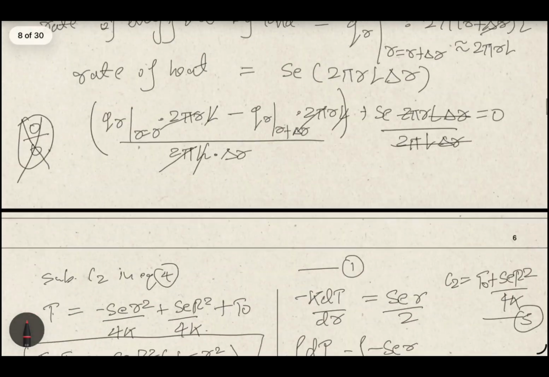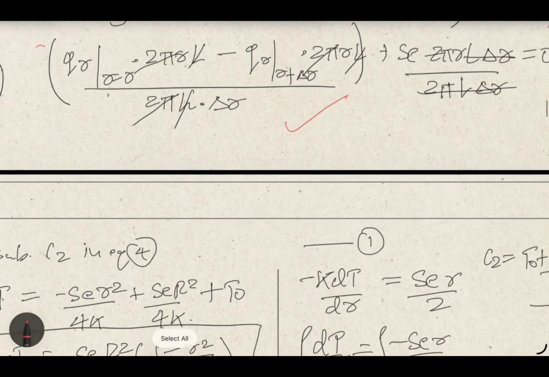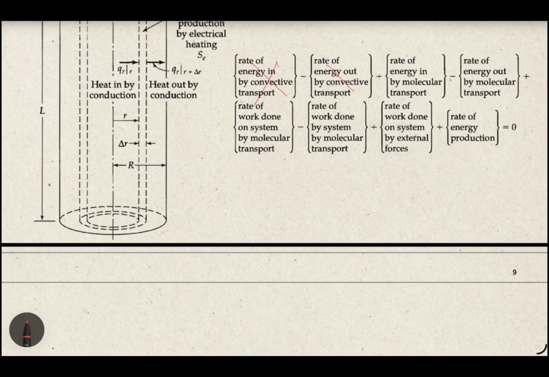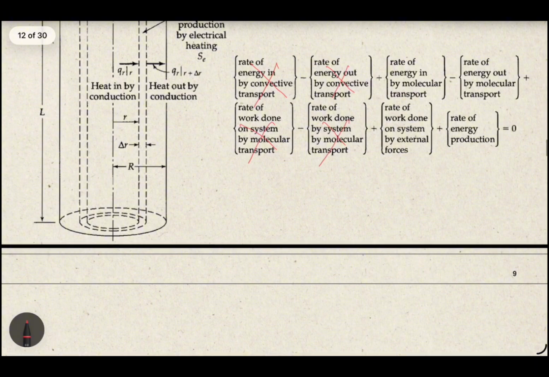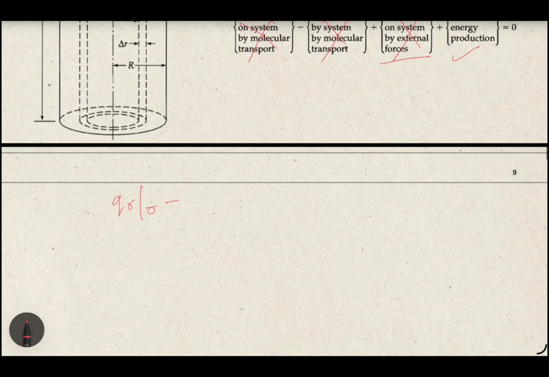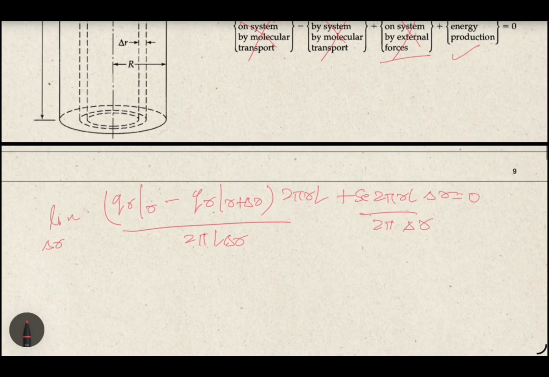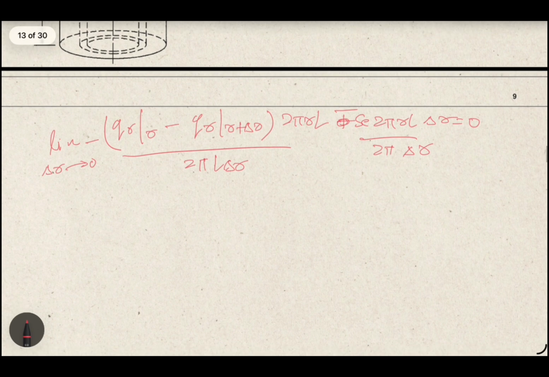Let me just see what equation I was getting. This equation would be the same till this point. I am assuming you understand that all this convective term would cancel, this term also would cancel, and only this and this would be there. So Q_r at r minus Q_r at r plus del r, into 2 pi r L, plus S_e into 2 pi r L del r equals 0. Again we divide by 2 pi L del r, take the limit del r tends to 0, and multiply with a minus sign, so d(r Q_r)/dr is equal to S_e r.